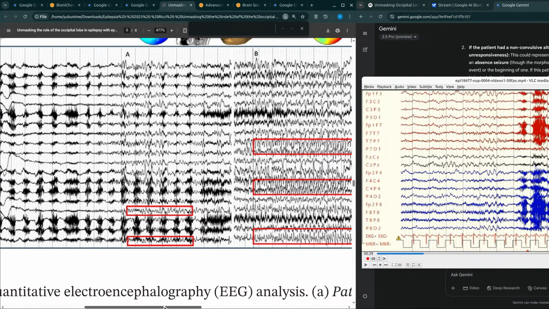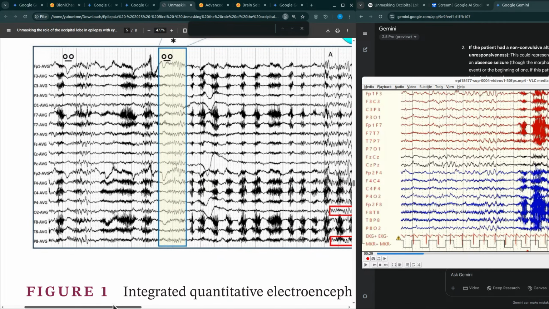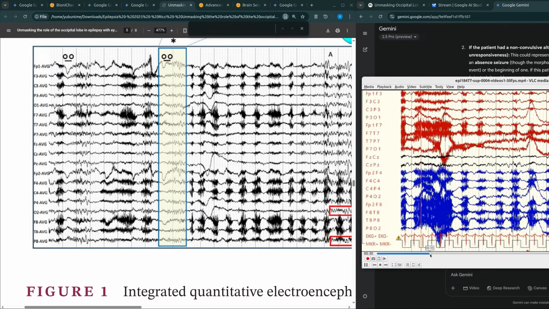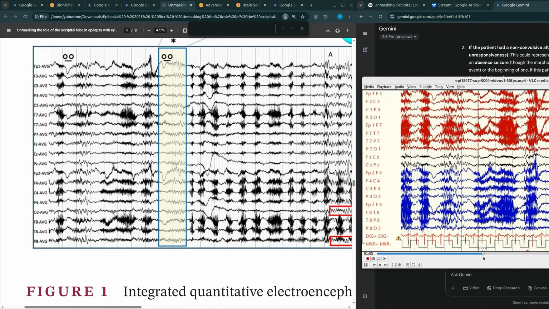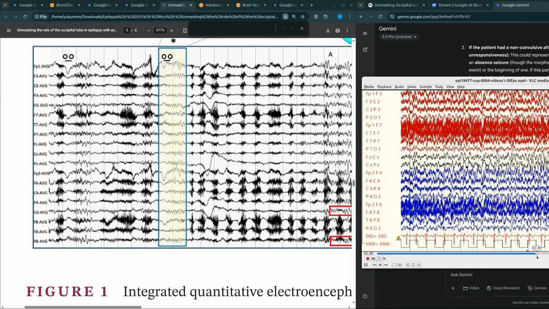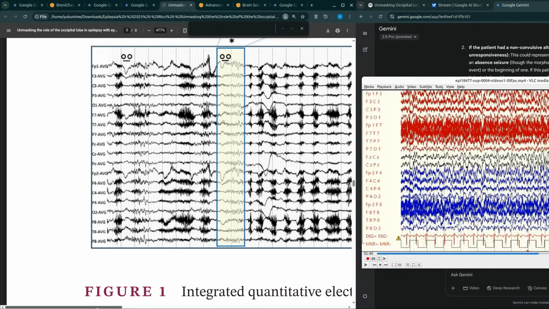And critically, they looked at where these focal discharges were popping up. They weren't just random. They were frequently found in the posterior brain regions. That squarely includes the occipital lobe. Not the back of the head. Exactly. These posterior focal discharges were seen in 47% of the individual EEG recordings they looked at across the group.